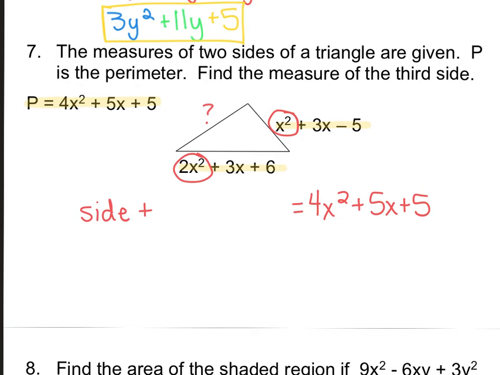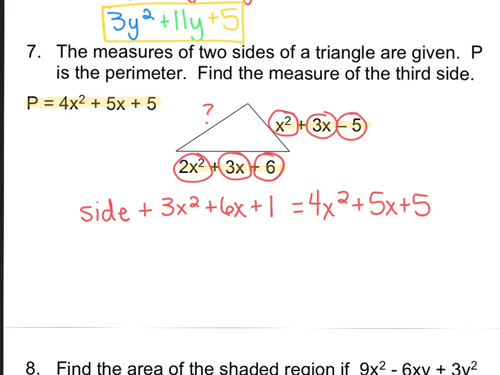So 2x squared plus x squared is 3x squared. 3x plus 3x is 6x. And 6 minus 5 is plus 1. So those are our other two sides combined.